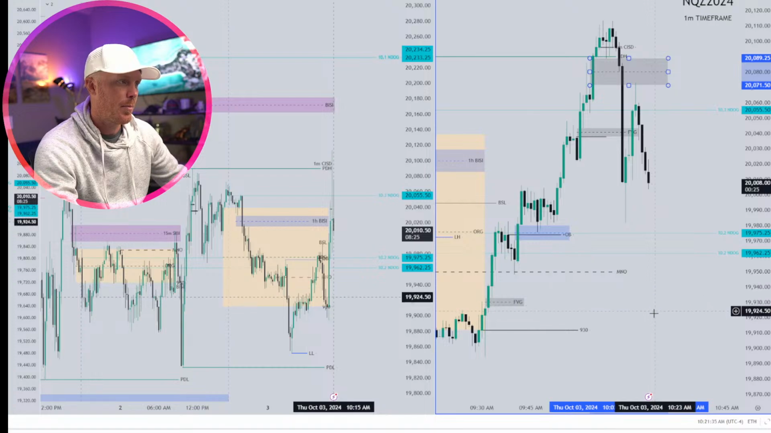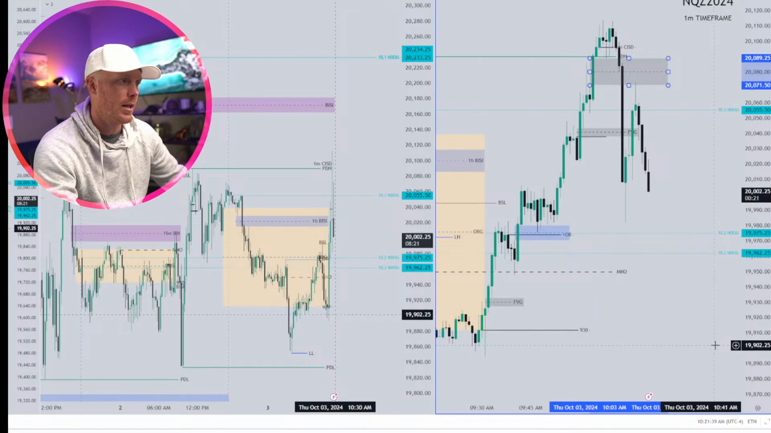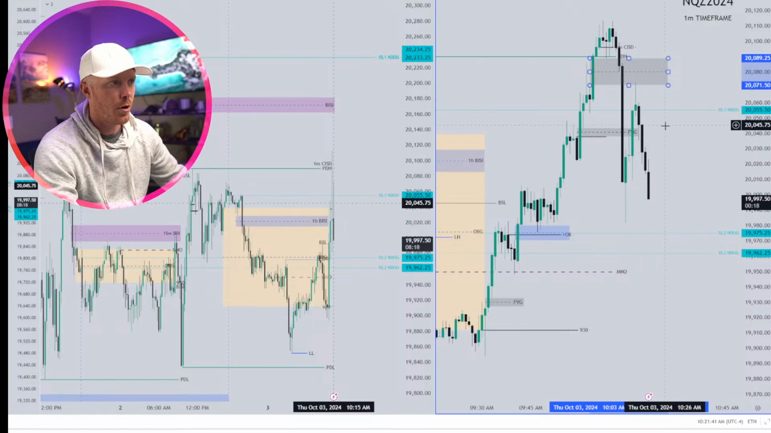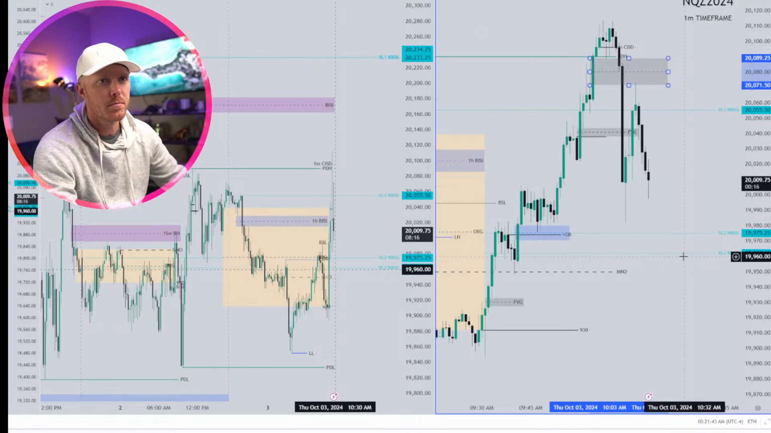But I do expect price to run. It's going to be as quick as it went up. It will go as quickly down here. I'm just waiting for another retracement. I'm hoping we get one.